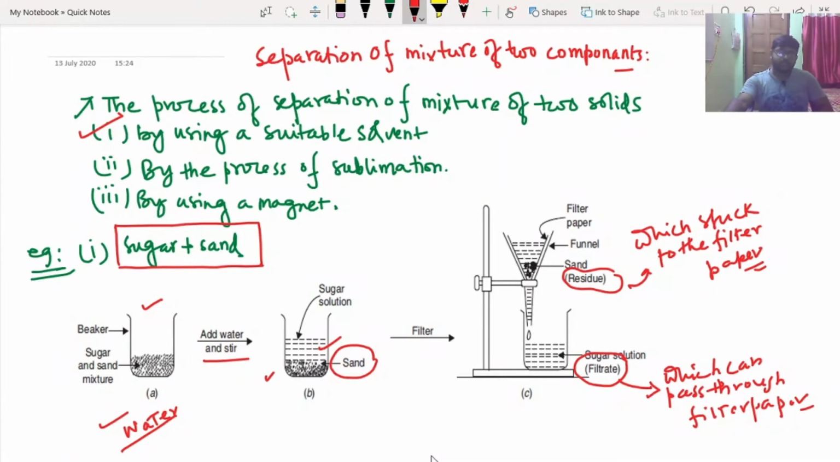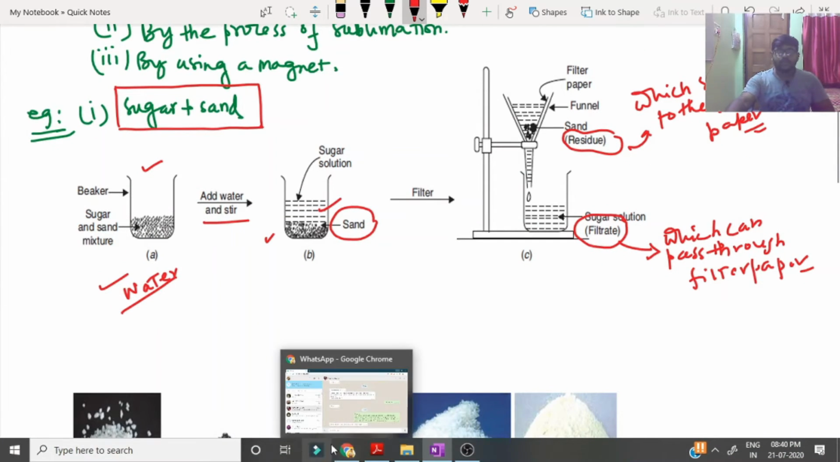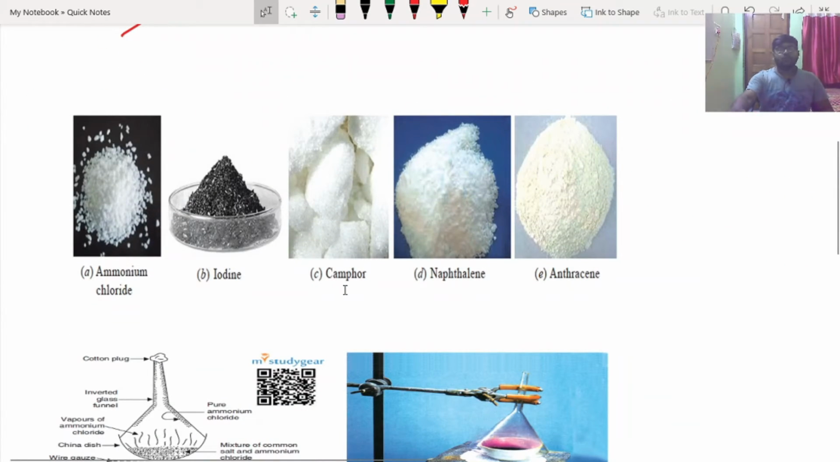Now the second process, by the process of sublimation. Let's go to that part. First of all, what is sublimation? We have just discussed it in the last chapter. Sublimation means that if something converts directly from solid to gas without being converted into liquid, that process is called sublimation, and the matter which shows the property of sublimation is called a sublimate.